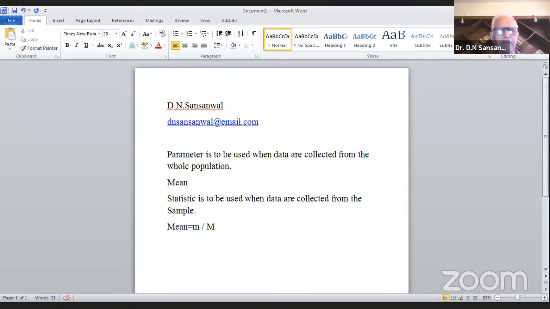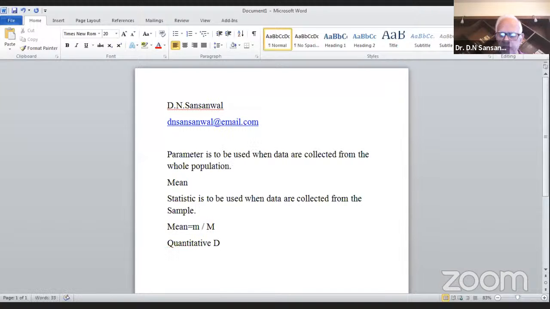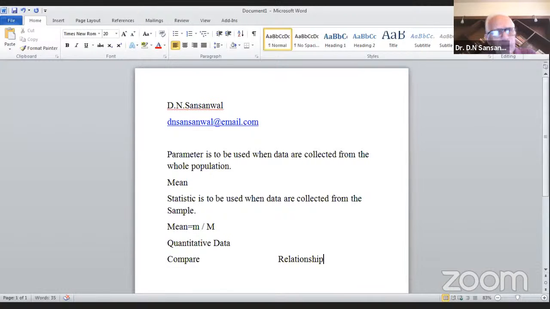Another important thing, whenever you have quantitative data, we can only do two things. Number one, we can compare, or number two, we can study the relationship. Either you can compare or you can study the relationship. There cannot be a third thing which you can do.